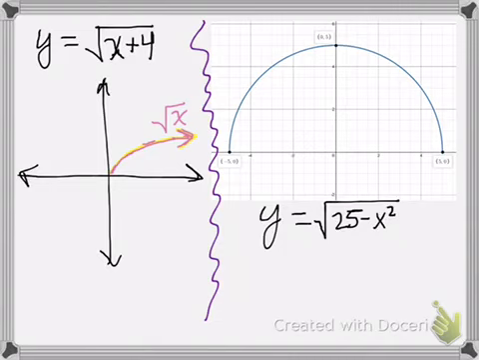This guy here. So the plus 4 actually moves the graph to the left 4 units.